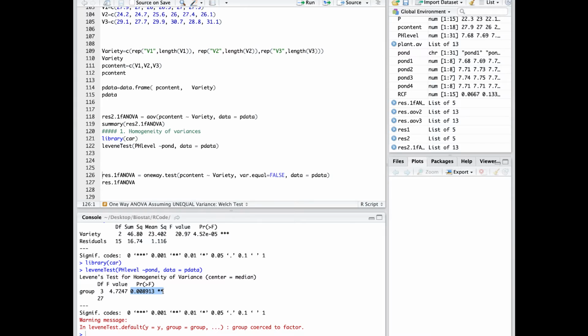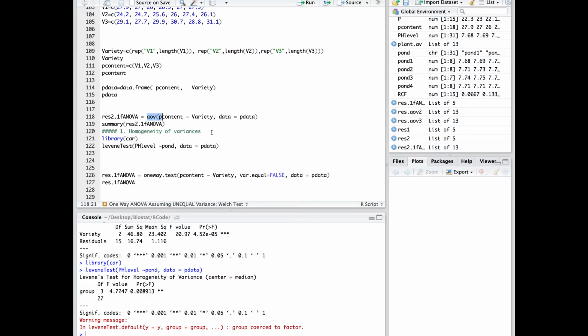What was our null hypothesis? Our null hypothesis was that the variances are equal, right? And the alternative is that the variances are not equal. So we see that the variances are not equal. Okay, so these data have unequal variances. So we don't use the standard analysis of variance here.